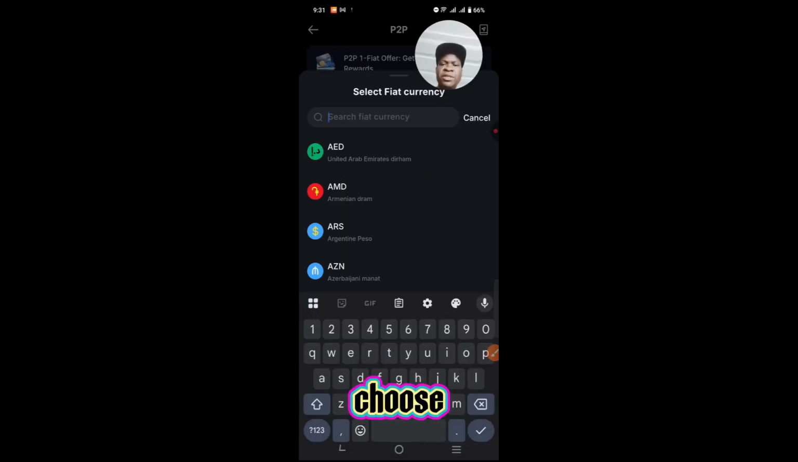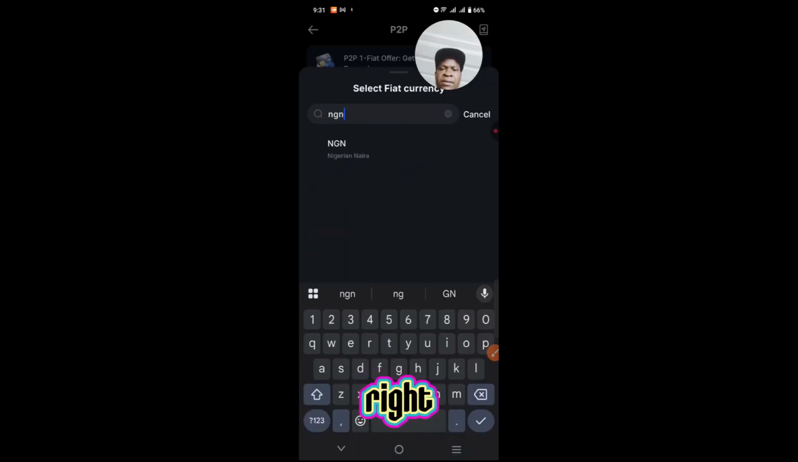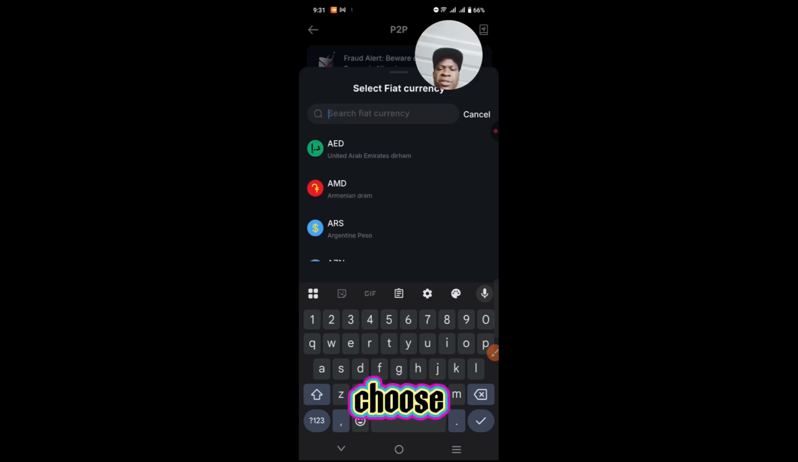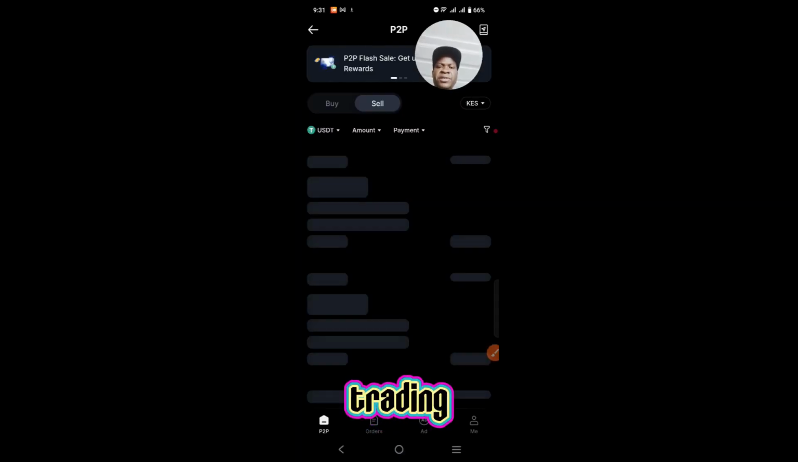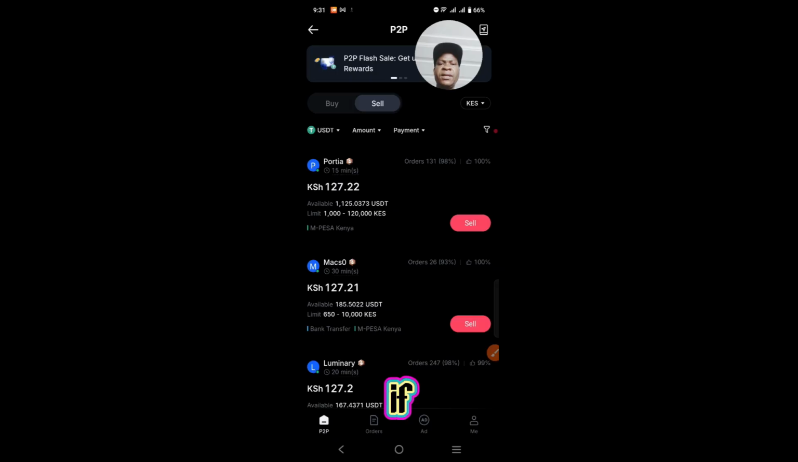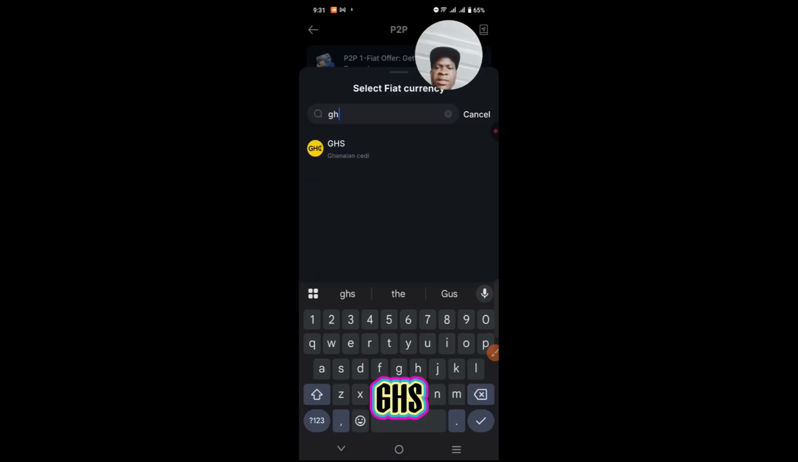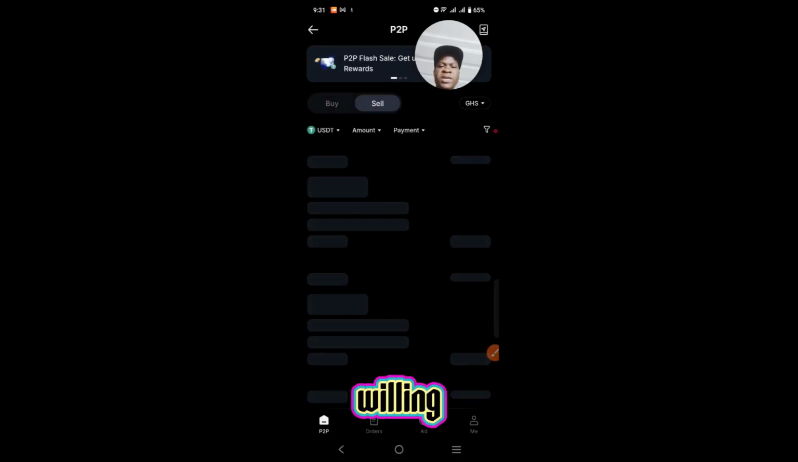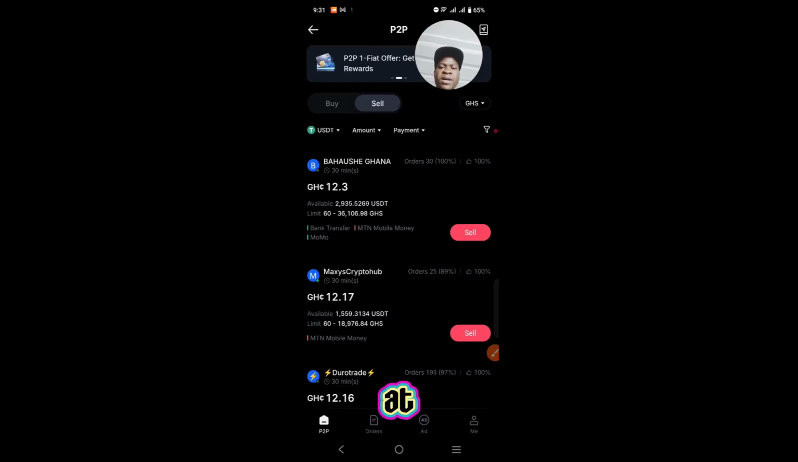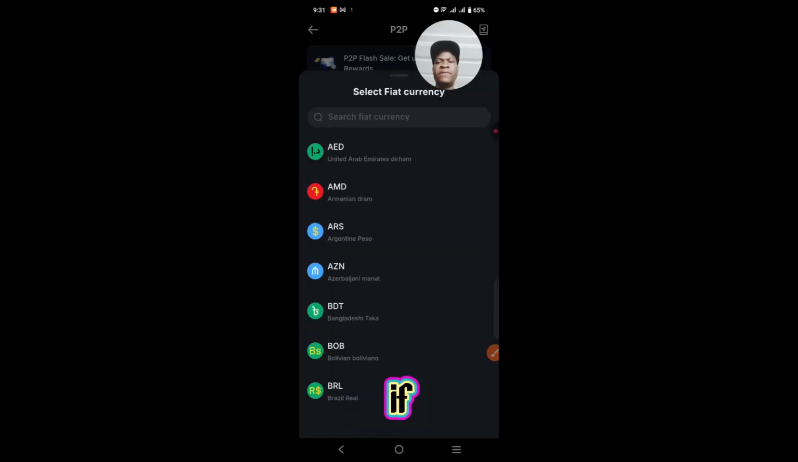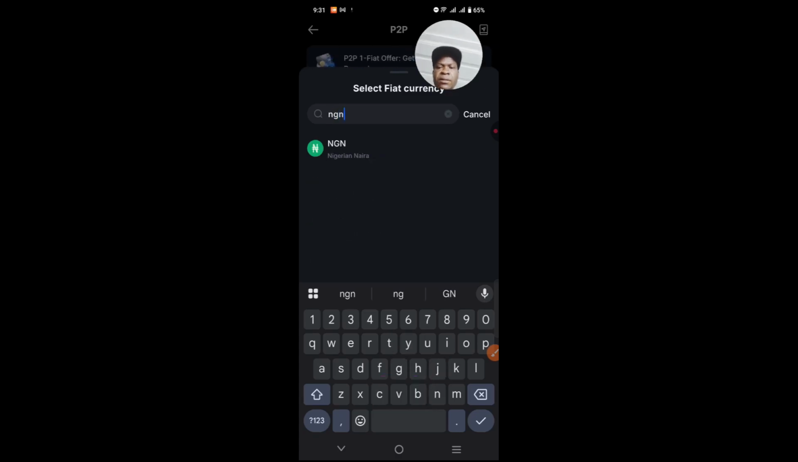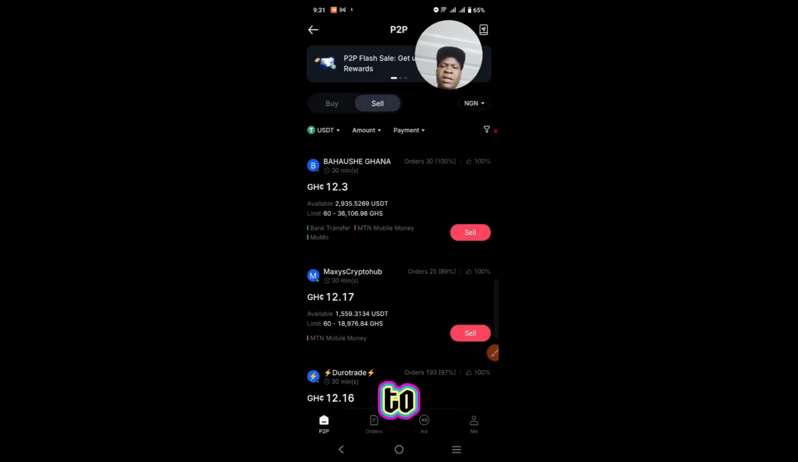So now let me choose NGN again. I can also choose GHS, Ghana cedis, or I can choose KES, Kenya shillings. When you choose Kenya shillings, you see Kenyans who are trading here. If I choose GHS, you will see Ghanaians who are willing to buy from you at their own rate. Now, if I choose NGN, I'm back to Nigerian local currency.